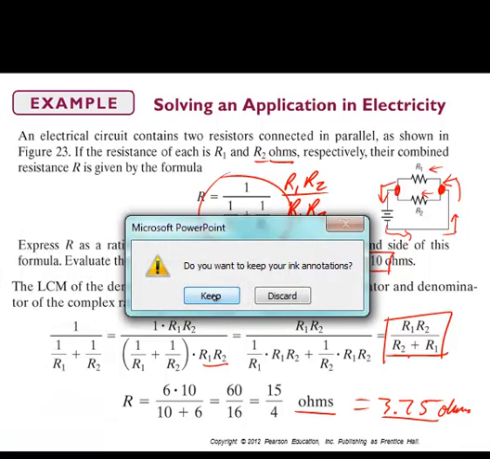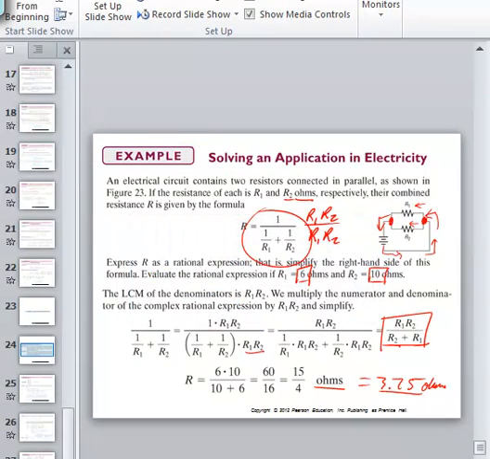I'll keep these annotations. Oops. So let's stop this.